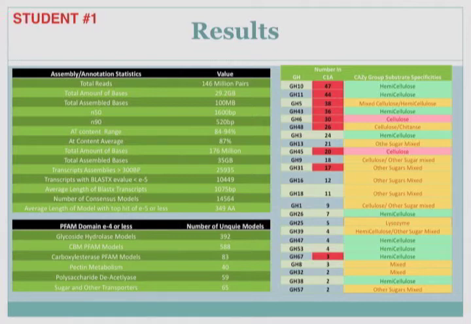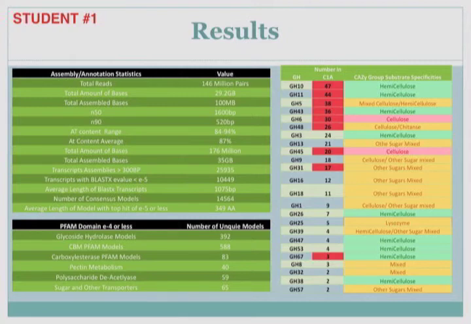The average length of a BLASTX transcript that has an e-value of 10^-5 or less was 1,075 base pairs. The total number of consensus models that we got from annotating the genome was 14,564, with the average length of each model with a top hit of 10^-5 or less being 350 amino acids.